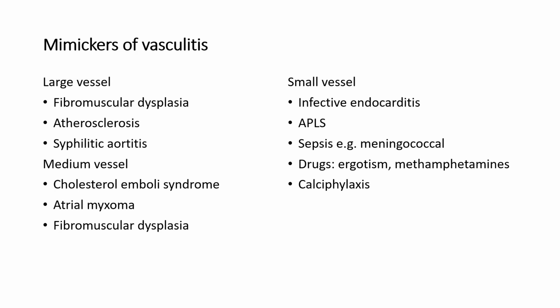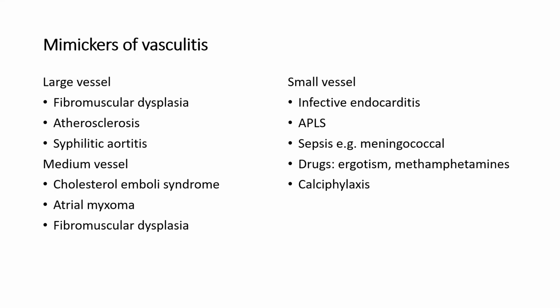So this can present like a female with hypertension and with renal failure, and on Doppler you may see narrowing of the renal arteries, but this is not a vasculitis on its own and you need to recognize it. Atherosclerosis, syphilitic aortitis can all mimic large vessel vasculitis. Medium vessel vasculitis mimics: cholesterol emboli syndrome, atrial myxoma, and also fibromuscular dysplasia.